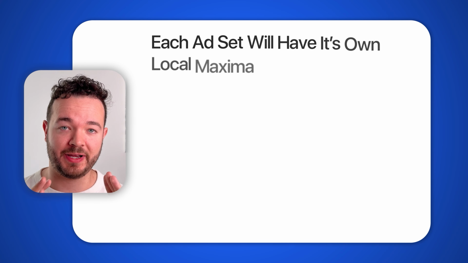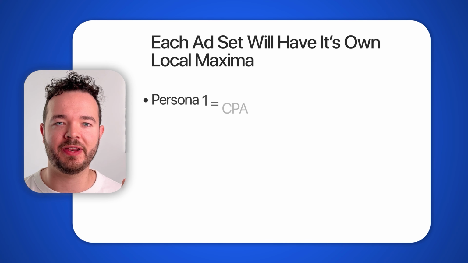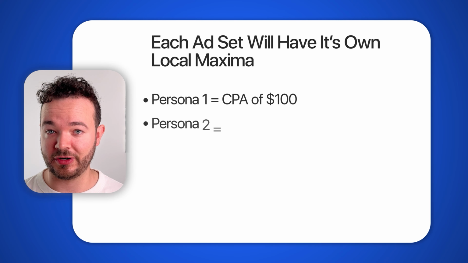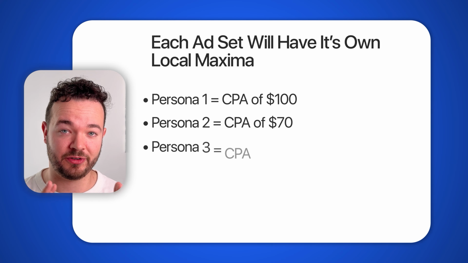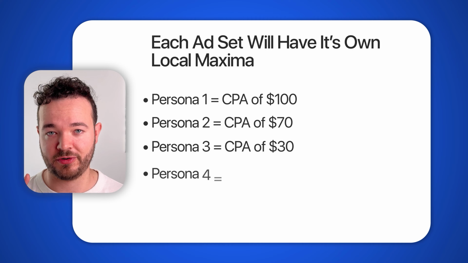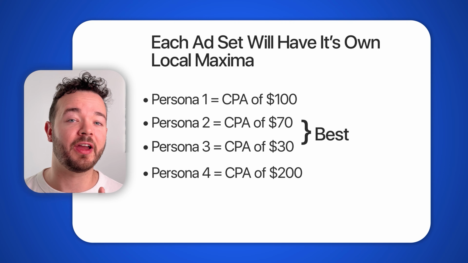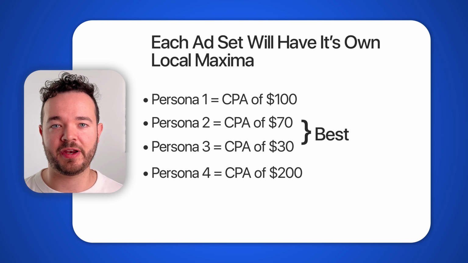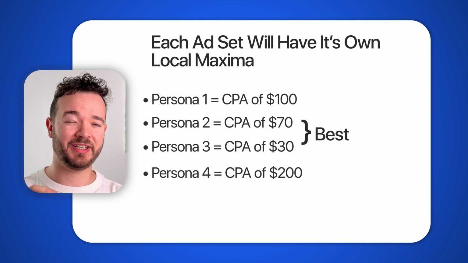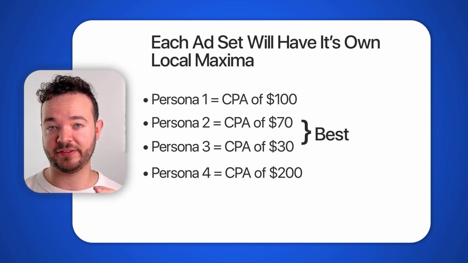But in terms of a purely testing perspective, each ad set will have its own local maxima. So it's like, okay, this persona might hit a CPA of 100, persona number 2 might hit a CPA of 70, persona 3 might hit 30, persona 4 200, right? So you're like, okay, 2 and 3 are the best. And then from there, that informs your creative strategy to say, okay, cool, 2 and 3 are testing the best for us.